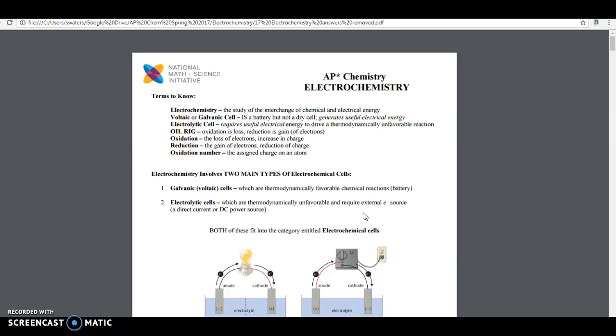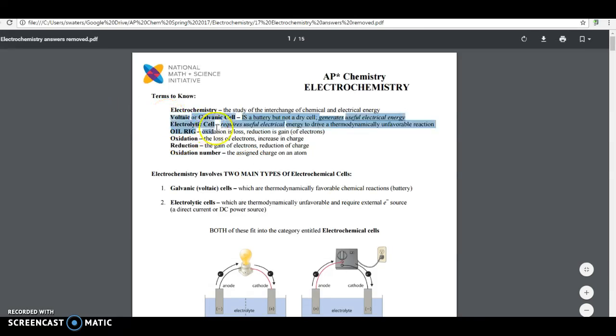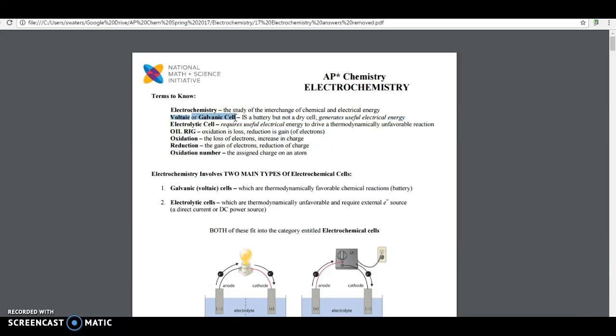Electrochemistry is the study of the interchange from chemical energy to electrical energy. So we're thinking mainly about batteries here, or using electrical energy to create chemical energy. That would be like charging your battery. We have two types of cells. There are voltaic or galvanic cells. That's one type. Those are synonyms. So voltaic and galvanic. That is a type of cell that is a battery, and these generate useful electrical energy.